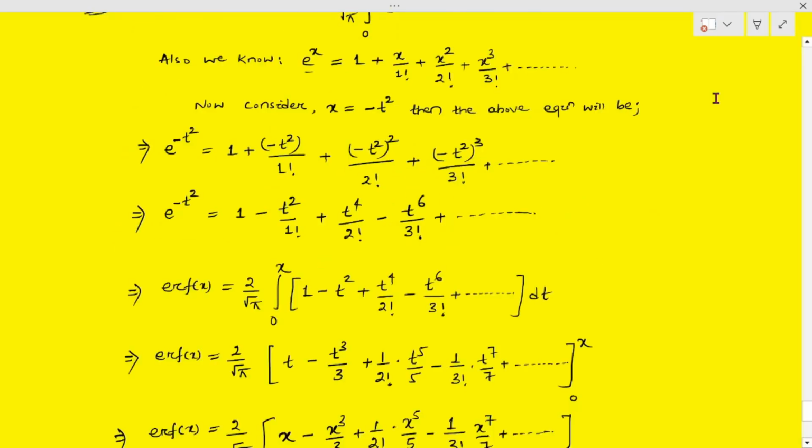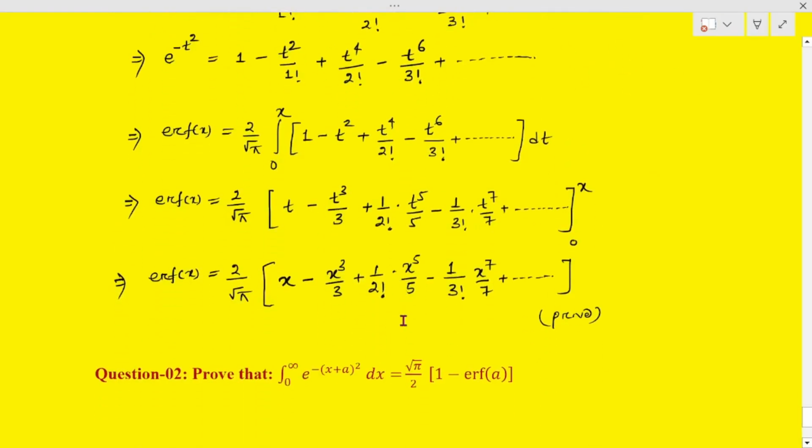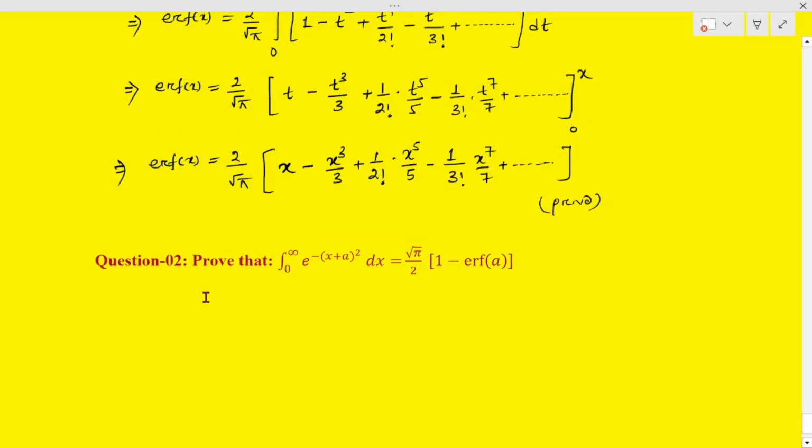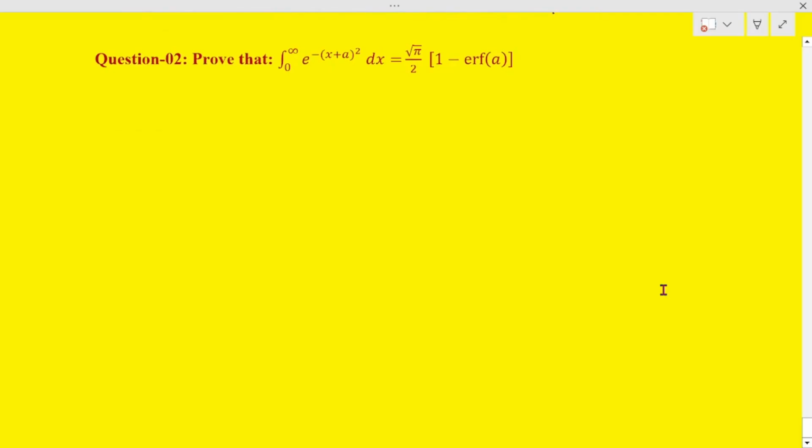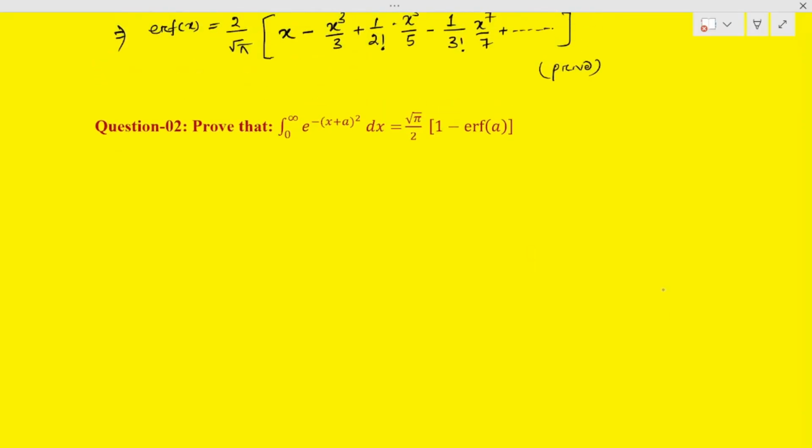Question number 2: we have to prove that the integration from 0 to infinity of e to the power minus x plus a whole square dx equals root pi by 2 times 1 minus error function of a. Okay, so let us start to prove this question. This is a very simple question. Proof.